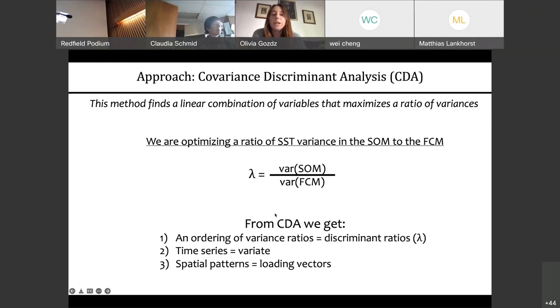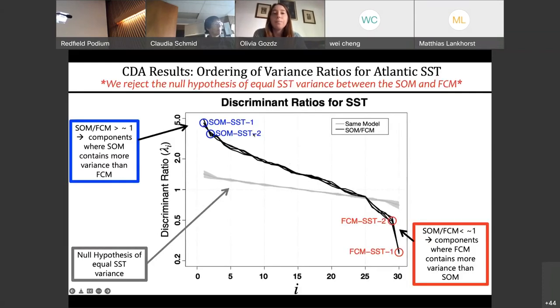And from CDA, we're going to get three things. One is an ordering of these lambdas, which are the variance ratios. We're going to get time series called variates. And we're also going to get spatial patterns called loading vectors that describe the modes that contain the most differences in variance between the slab ocean model and the fully coupled model.